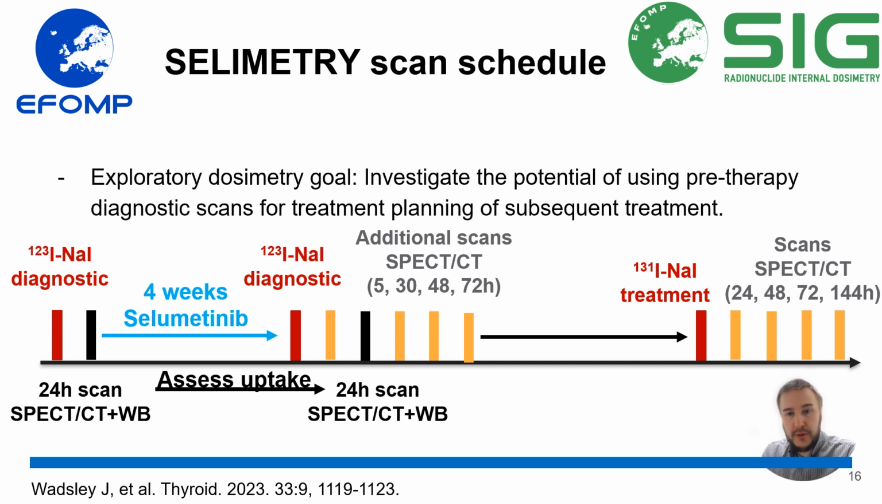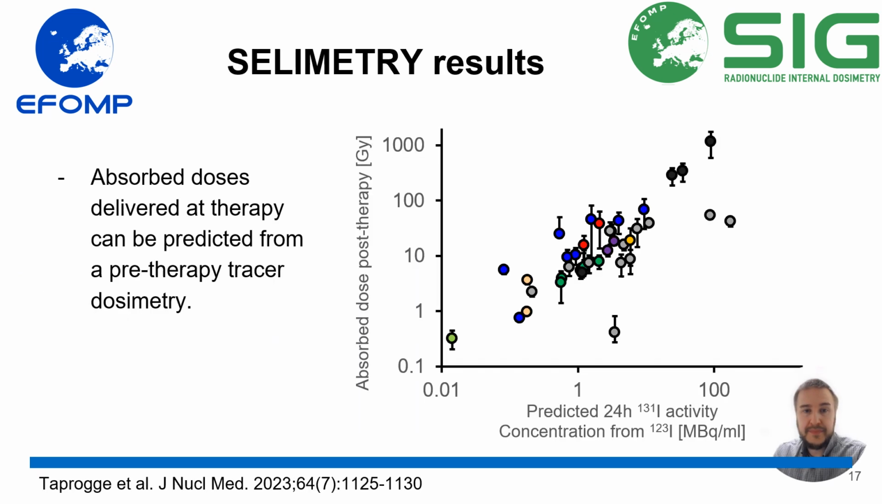So lots of the work that we did there was to see whether the I-123 pre-therapy can accurately predict the I-131 therapy administrations, or the absorbed doses that we deliver during that administration. And this is what we found. On the x-axis you've got the predicted absorbed dose pre-therapy, and on the y-axis the absorbed doses actually delivered post-therapy, measured with our dosimetry scans. And you can see that there's a very nice correlation between the two.